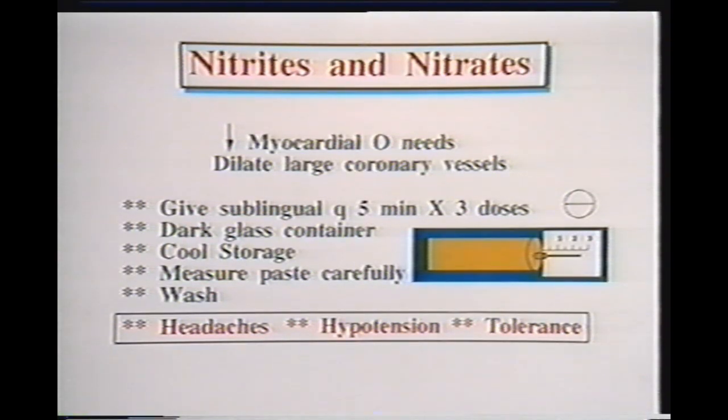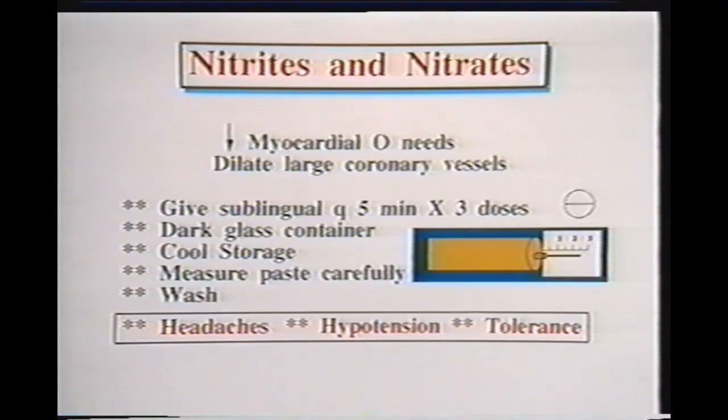Traditionally, almost every patient who has angina is likely to have a prescription for sublingual nitroglycerin. Now this goes under the tongue. It's not chewed. It's absorbed directly into the bloodstream from under the tongue. It's given at 5-minute intervals times 3 doses, and this is something you should remember. It's stored in a dark glass container in a cool place because it's very sensitive to light and heat. It's also sensitive to humidity, so the refrigerator is not a good place. It has a short shelf life, about 3 to 6 months maximum.